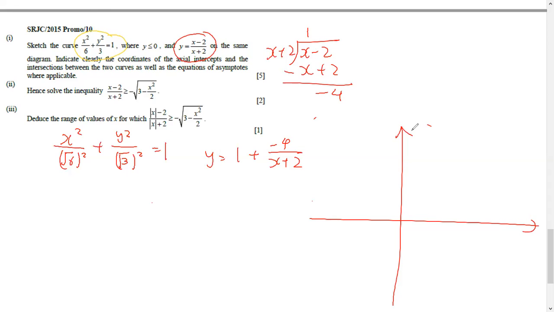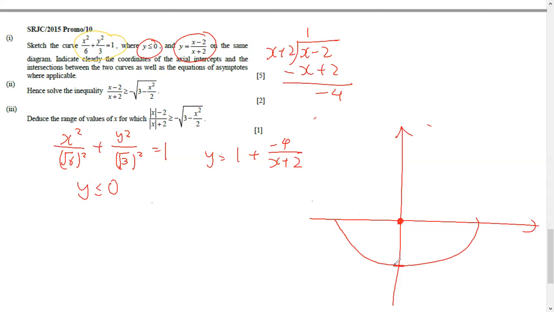All right, so for the ellipse, the center is at 0, 0. Okay, and the x radius is root 6. Okay, and the y radius is root 3. All right, so we're going to draw this graph in the below axis. Why? Because they have already told you y must be less than or equal to 0.